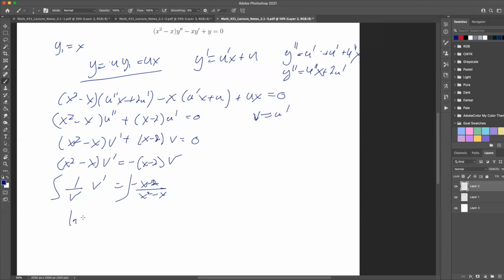So I get ln of v is equal to ln of x minus 1 minus 2 ln absolute value of x.